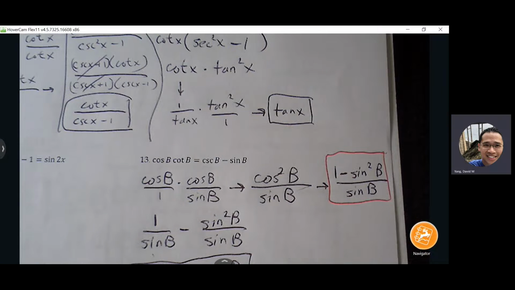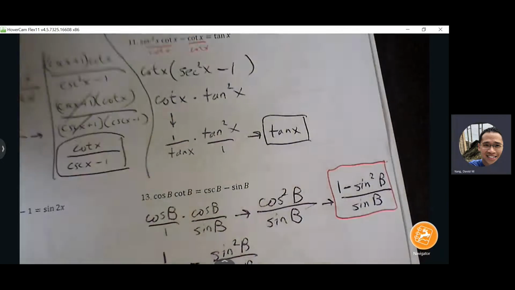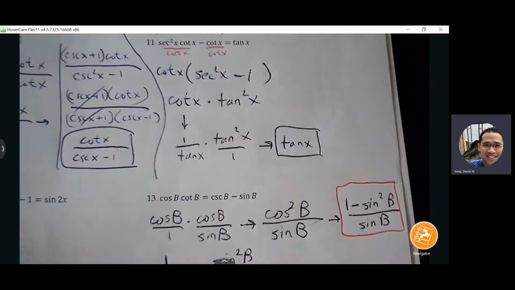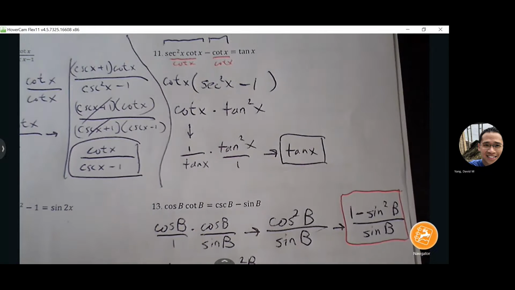Okay, let's go to our review 2. Let me pick out some problems here. I want to do a sum and difference one. We haven't done that for a while here. Let me pick something out from the packet. Sorry.